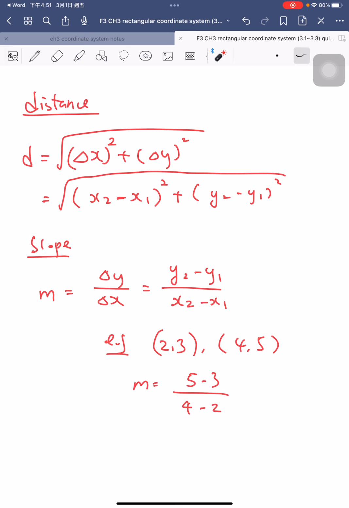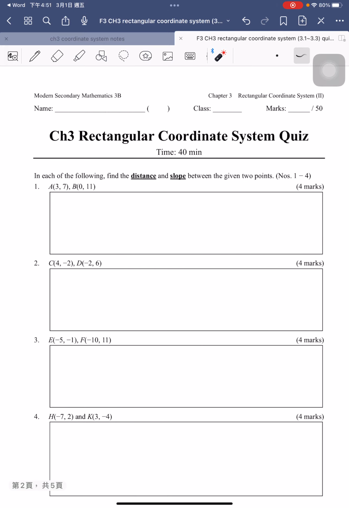So let's see, this (4, 5) is actually here, isn't it? So the x2 and y2 are here. And then this 3 and 2 is coming from the other point, so there is the (2, 3). And please bear in mind, the negative sign in the middle is not a plus. Now we have the formulas of distance together with the slope, so we can try to do the questions here.